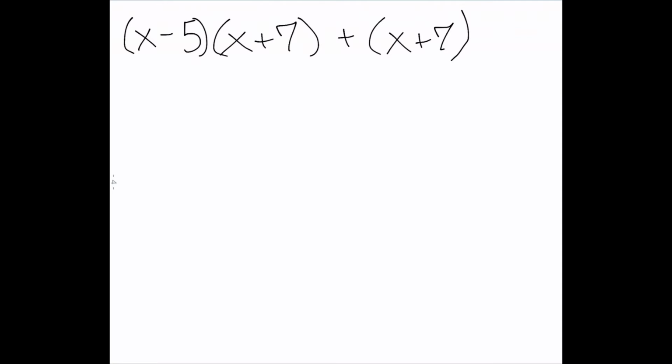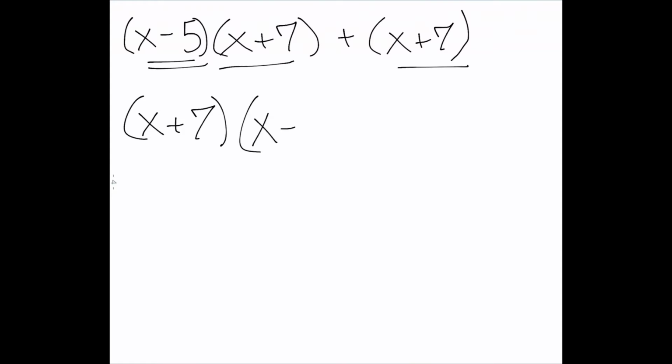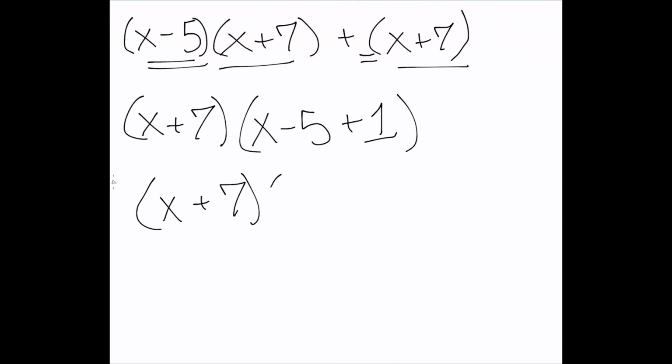Another example of expanding this, x minus 5 times x plus 7 plus x plus 7. I can once again see that they have the x plus 7's in common. So I can remove that. When I remove it from the first term, I'm left with x minus 5. And from the second, when there's no number in front, we're left with 1. So I can rewrite this as x plus 7 times x minus 4.